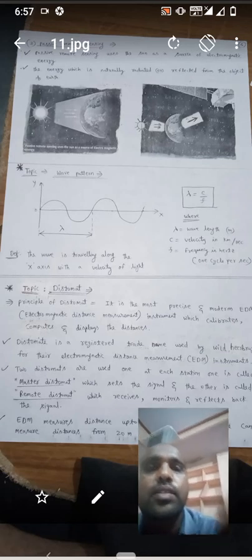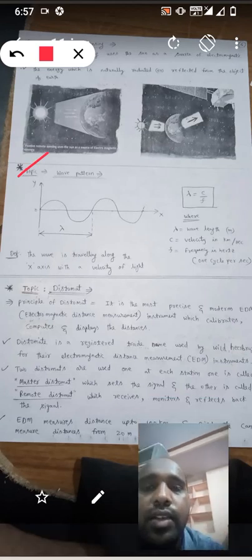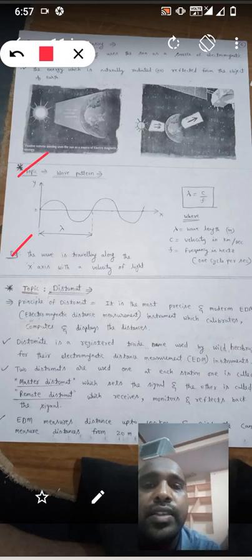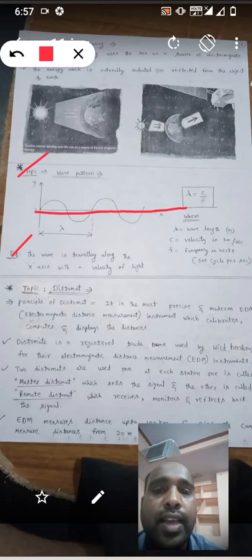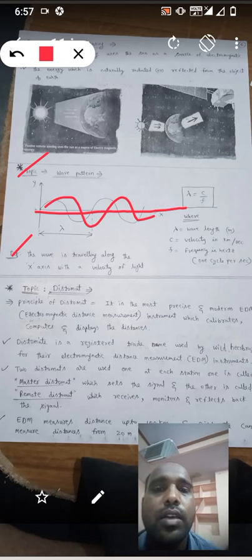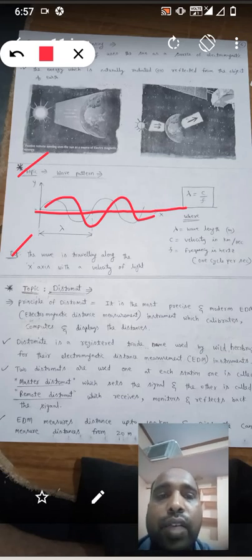Next topic is wave pattern. The definition is, a wave is traveling along the x-axis with the velocity of light. Gamma is the wavelength. Actually, gamma equals c by f, where c is the velocity and f is the frequency in hertz. Next, distomat.